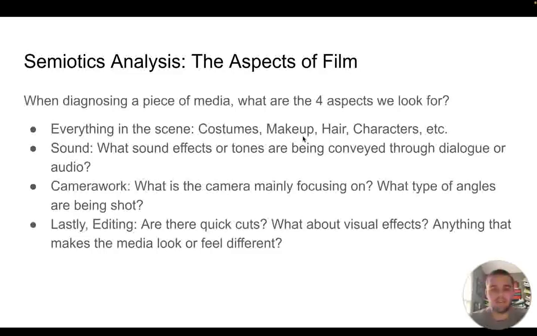What are the aspects of film or media? What are we looking for? So first we want to look at everything in the scene. We want to look at costumes, makeup, hair, characters. We want to look at the background. We want to look at the setting. Basically anything that our eyes can see is what we want to observe.